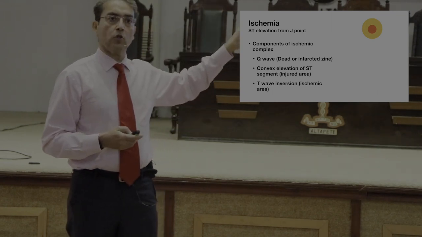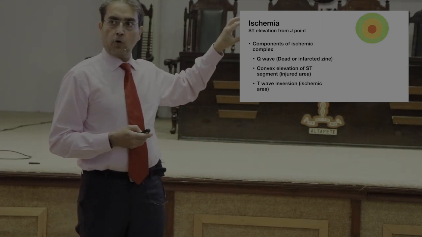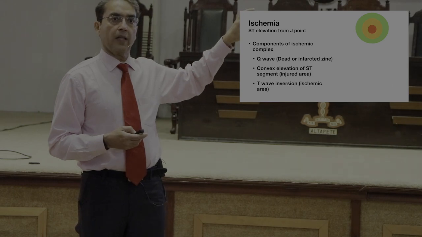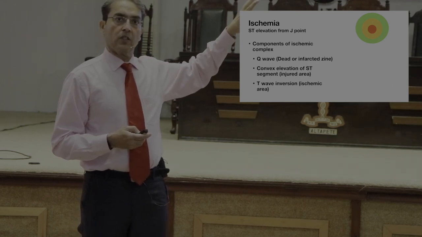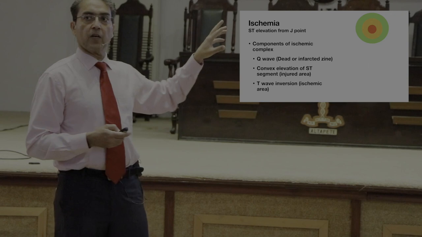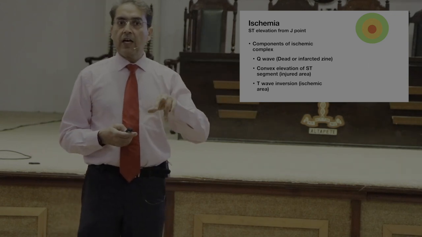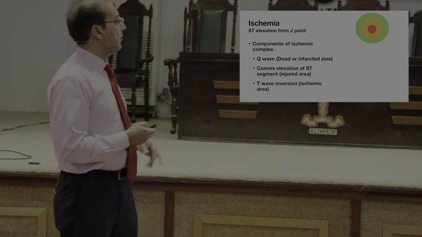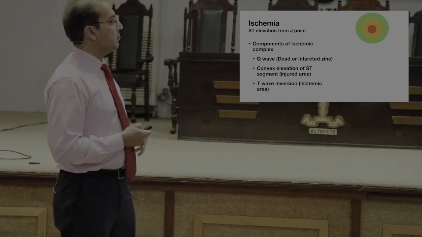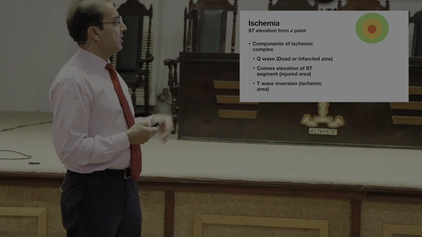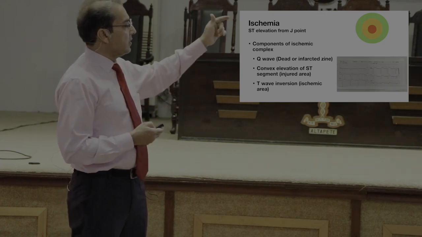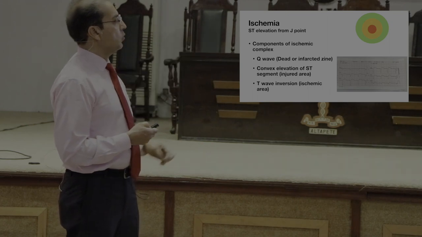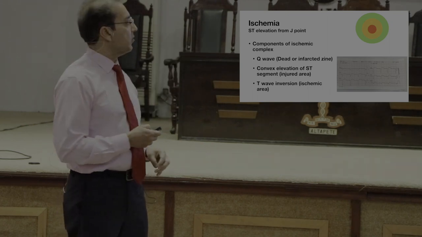So you see three zones when there is occlusion of the artery. There is an infarcted zone, there is an injured zone, and there is an ischemic zone. So this is the total complex, which is represented by Q wave, ST segment elevation, and T wave inversion. You can see that there are Q waves, there is ST elevation, and there is somewhat T wave inversion. So you can see this is a through-and-through ST segment elevation myocardial infarction.